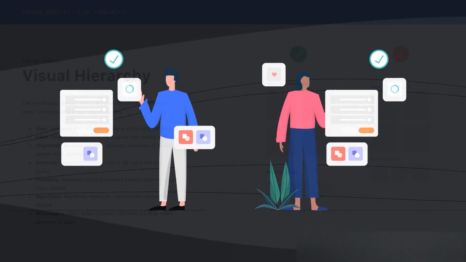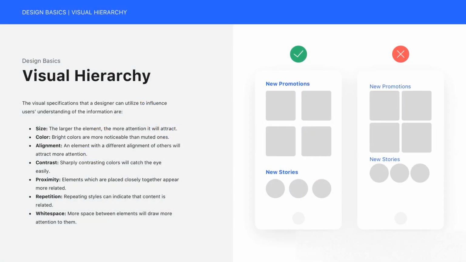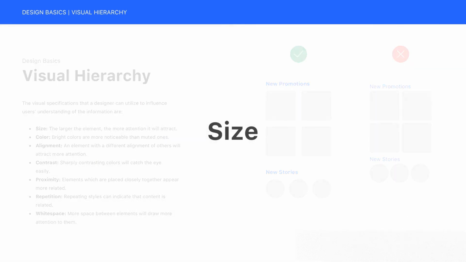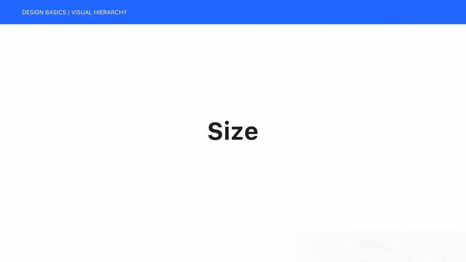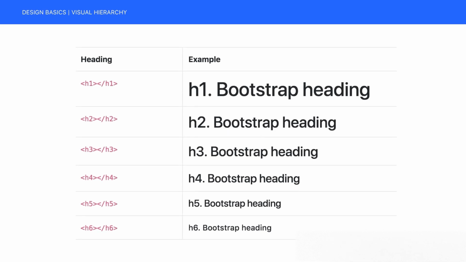The visual specifications that a designer can utilize to influence users' understanding of the information are size. The larger the element, the more attention it will attract. So if you're familiar with the HTML and web development process, you may know that we have six kinds of headers from H1 to H6. H1 is the largest header and H6 is the smallest one. So when we want to get so much attention, we will use H1.